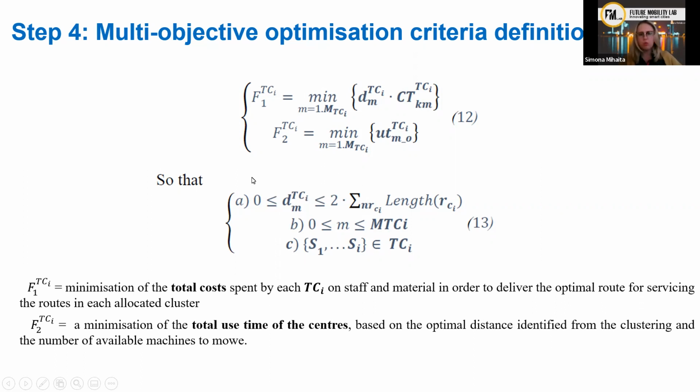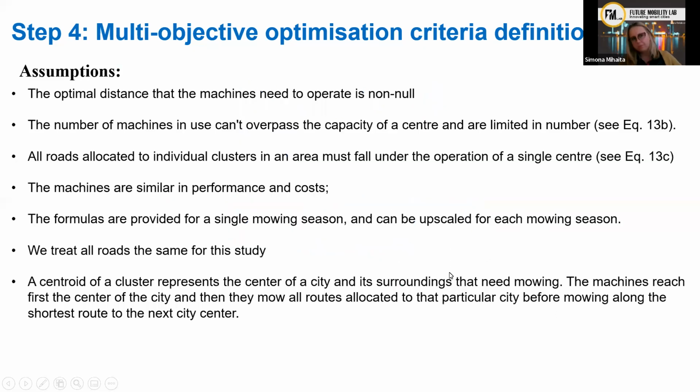So we had to make sure that it fits between 0 and 2 multiplied by the total length of the roads in the network. We need to make sure that the number of machines is not exceeding the maximum allowed by center, and we also had to make sure that the number of technical centers stays below 60.